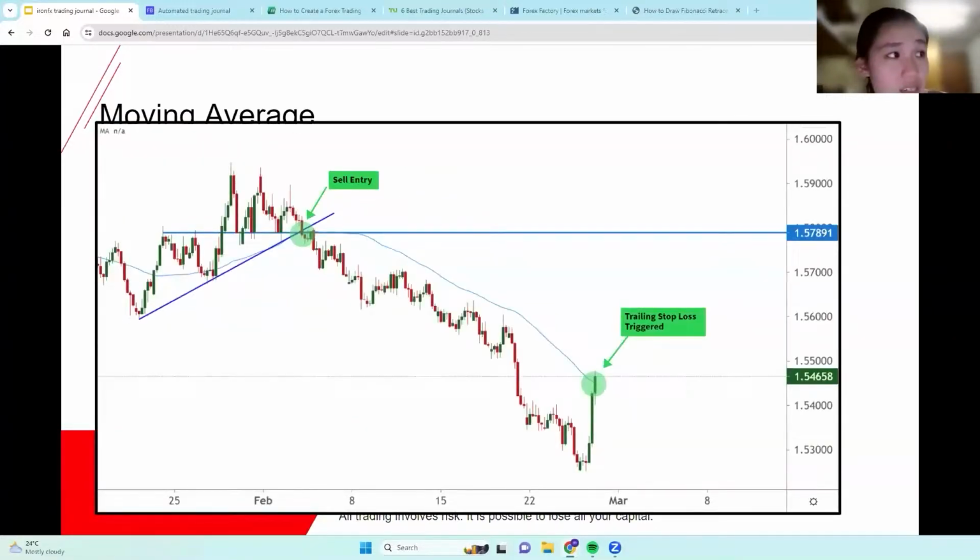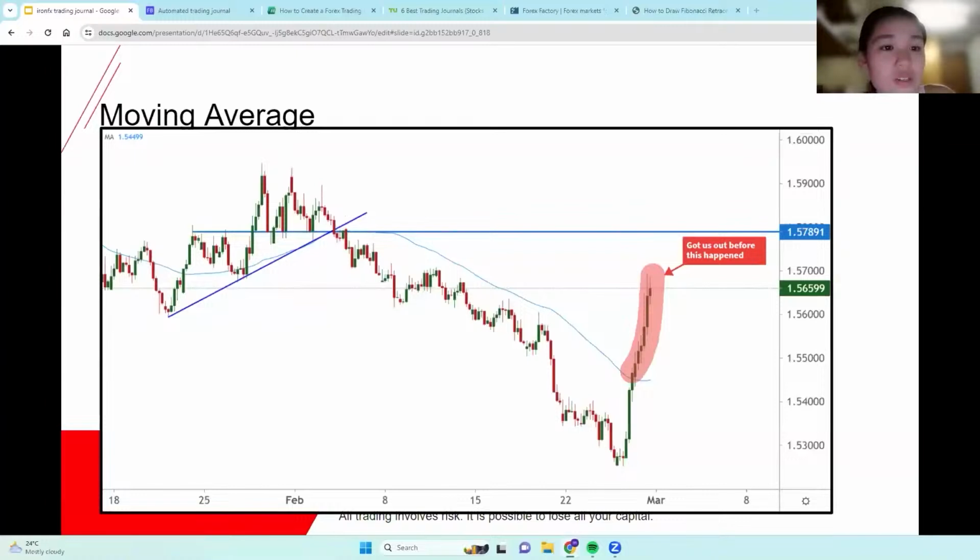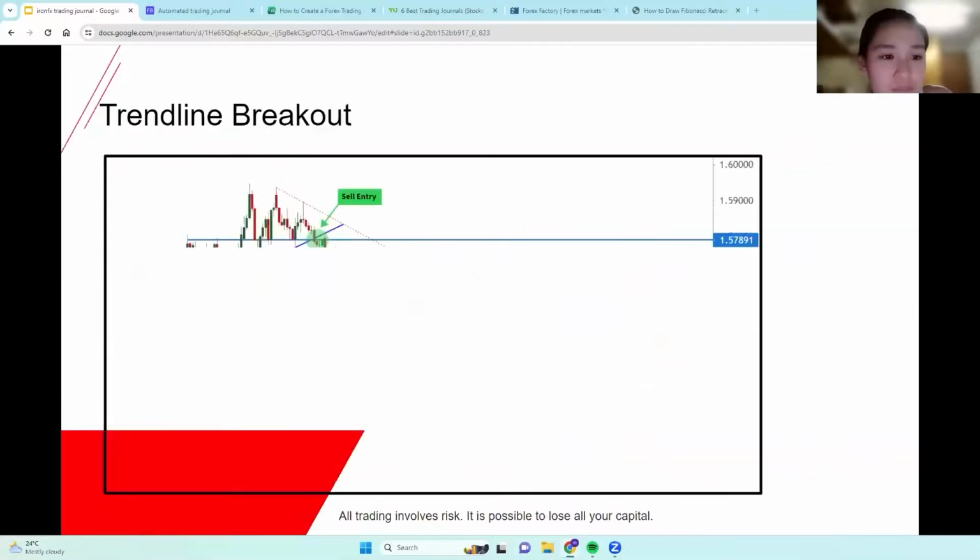Okay, so you can see that using our MA, the trailing stop loss is triggered when price basically breaks out of it and moves above the moving average. So I think that's pretty straightforward. You can see in this example as well that it got us out before price started to increase.